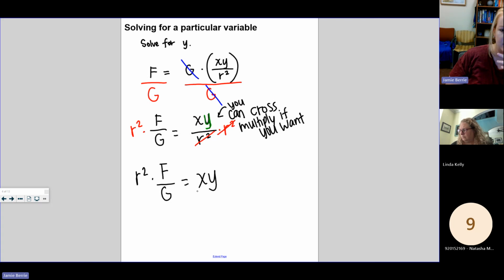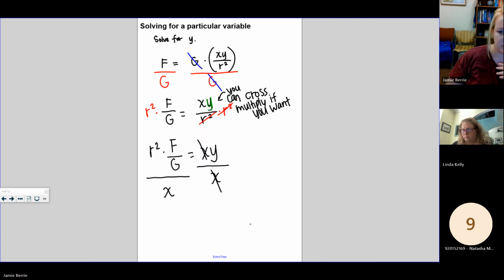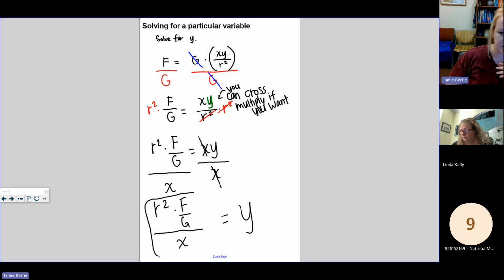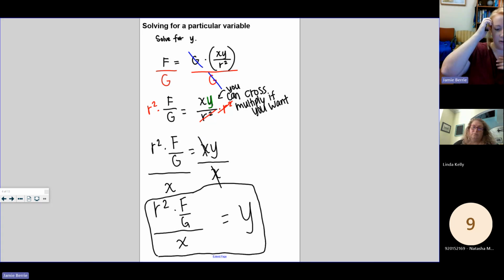I've almost got y by itself. The only thing left standing in my way is this x. So I'm going to divide the whole thing by x. Do the same thing over here. Cancel, cancel. So I get y equals r squared times f over g, all divided by x. Right now, y is by itself, so I know I'm done. That's my answer. Now, you could make this look nicer if you wanted to. You don't have to.